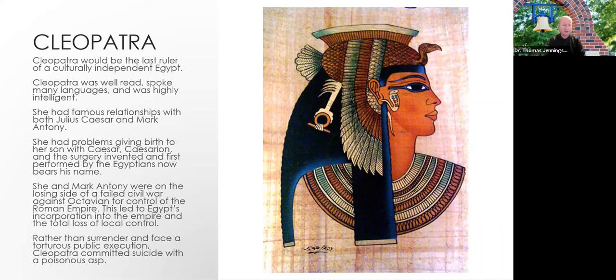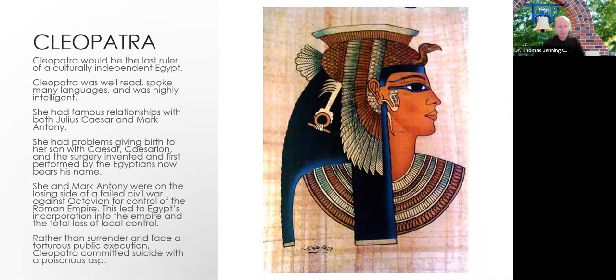The only pharaoh during the Ptolemaic dynasty who could even talk to her own people without a translator was Cleopatra. She was the only one who even bothered to learn the local language. She was very intelligent, well-spoken, highly educated, and of course had famous love affairs with both Julius Caesar and Mark Antony.